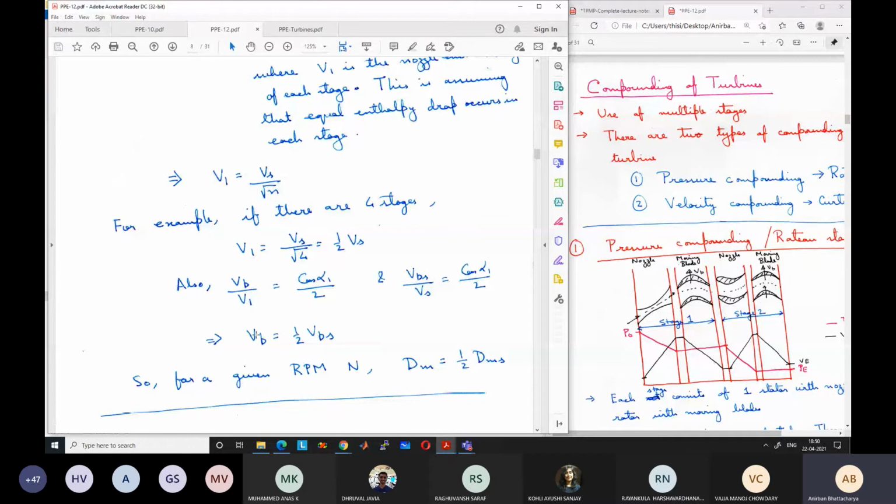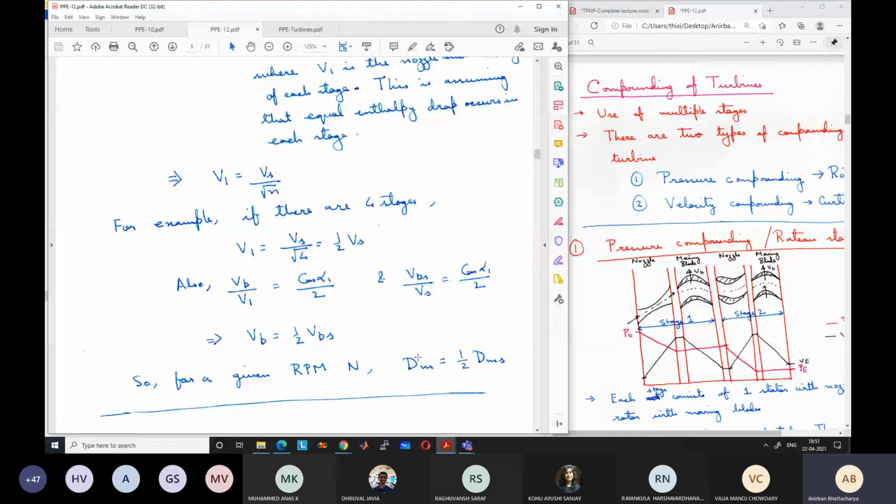Because Vb is reduced, the blade velocity is reduced, so we can have either low RPM or less mean diameter. That's why multiple stages are beneficial. We have overcome the problem that was present with large RPM or large mean diameter, and the ratio can be obtained based on this relation: V1 is equal to Vs by root over n.